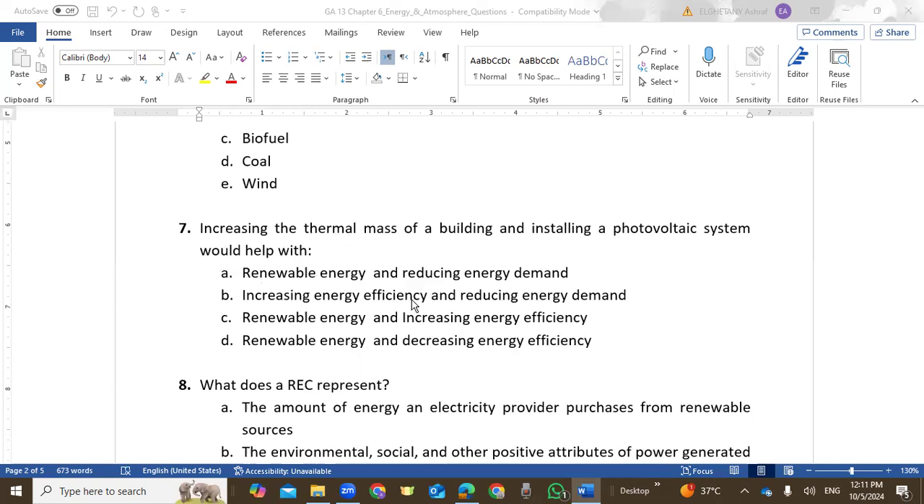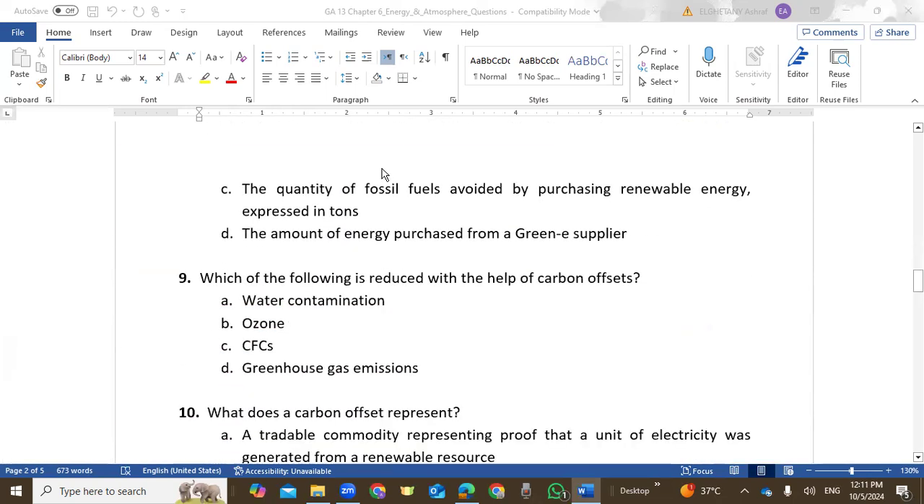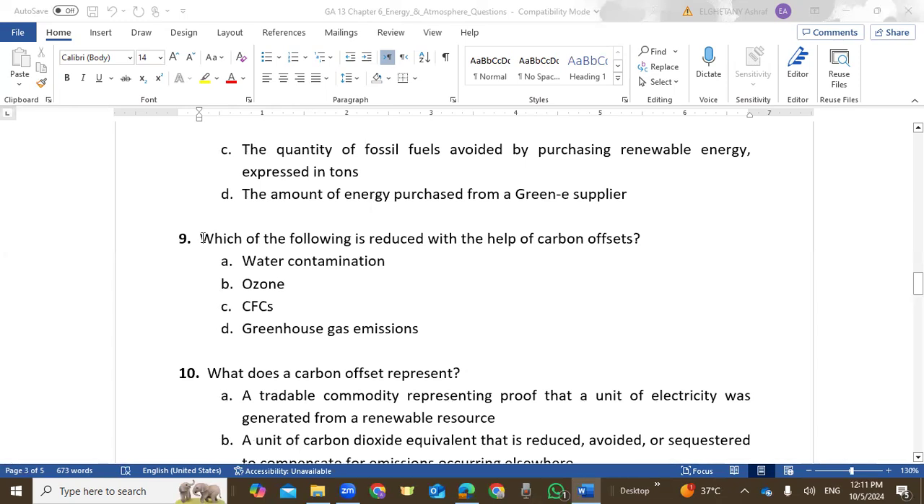Increasing energy efficiency, no, we are speaking about demand. So B and C, no. Even D, you see efficiency, yes. So we are not there. If you remember the one I told you, the difference between efficiency and demand. Reducing energy demand: as an architect, you can reduce the demand. So the answer is interesting. As you can see, the questions need you to understand before you remember.